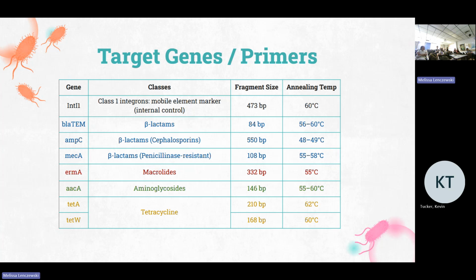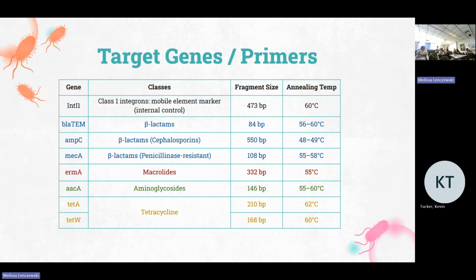These are all the genes that we're testing. Firstly, the class 1 integron will serve as our internal control. It is a multiple element marker. Like I mentioned before, this class 1 integron correlates strongly with antibiotic resistance genes, meaning that if we're able to detect the intI1 gene, most likely there are going to be antibiotic resistance genes in that sample.